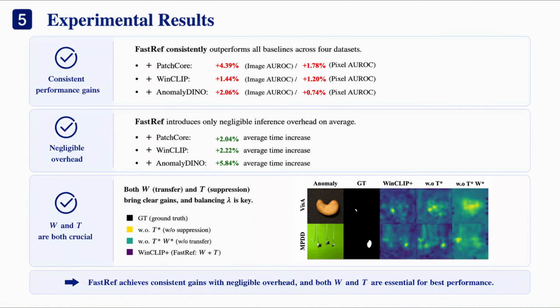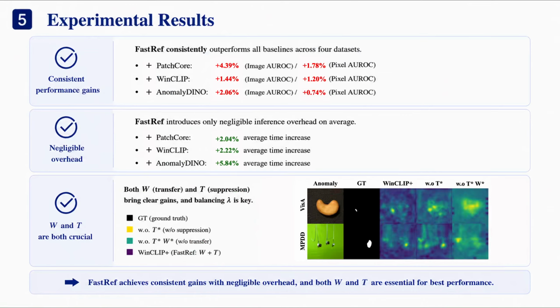Second, the middle part shows the inference overhead introduced by FastRef. Although FastRef performs iterative refinement during inference, the additional computational cost is very small, with only slight increases in average inference time. Therefore, FastRef still satisfies real-time industrial requirements while achieving better detection performance.